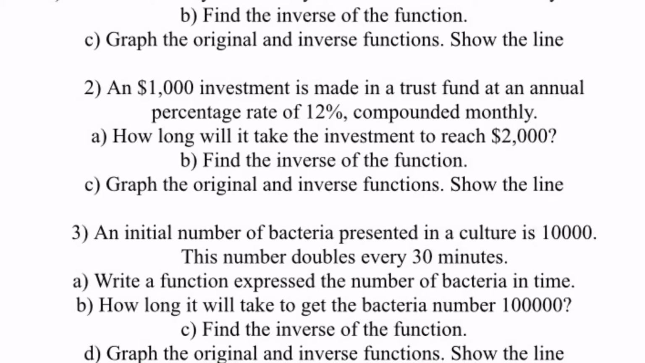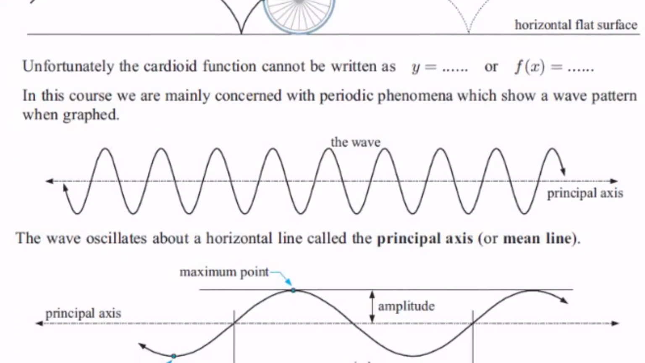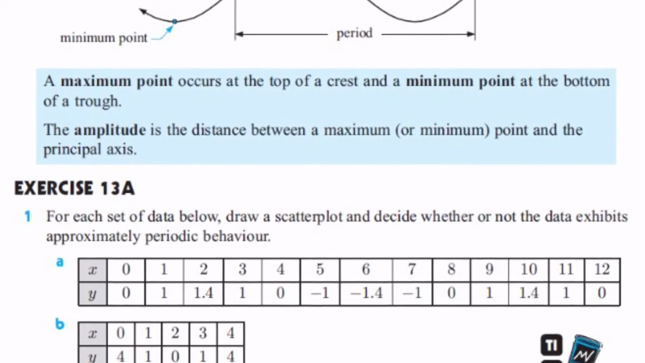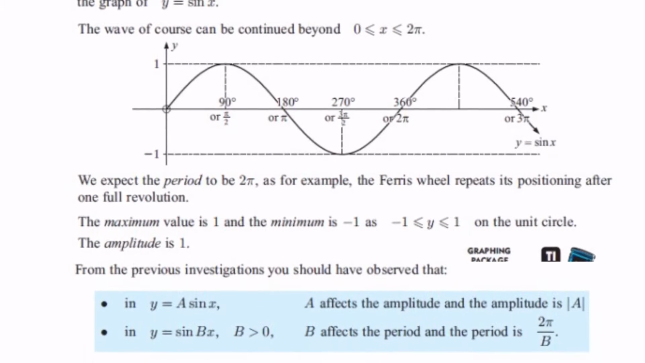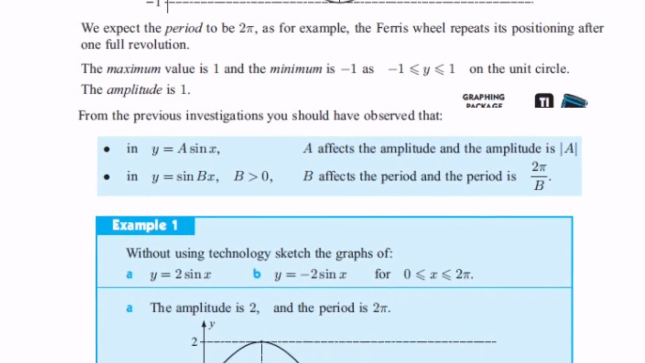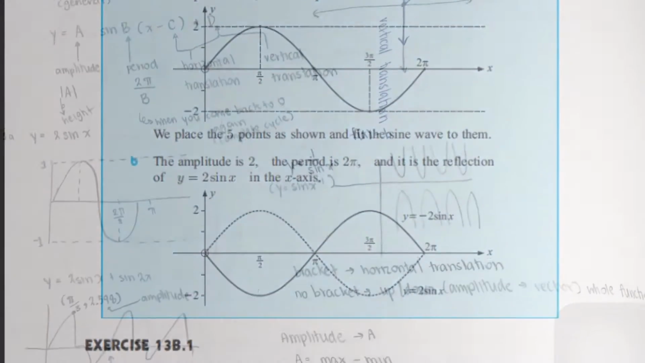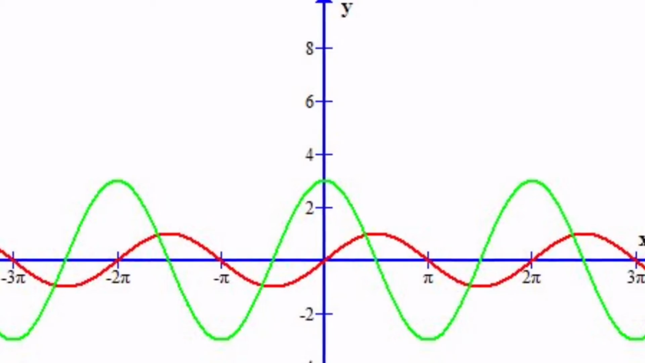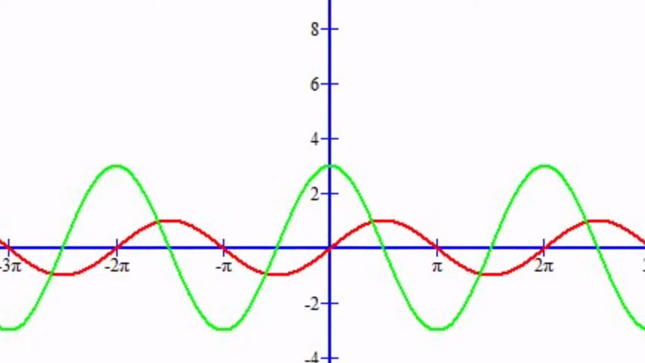In terms of trigonometry, a periodic function is one which repeats itself over and over in a horizontal direction. We project the values of sine theta from the unit circle to the set of axes on the right. We obtain the graph y equals sine x, and we expect the period to be 2 pi. In y equals a sine x, a affects the amplitude, and the amplitude is the absolute value of a.